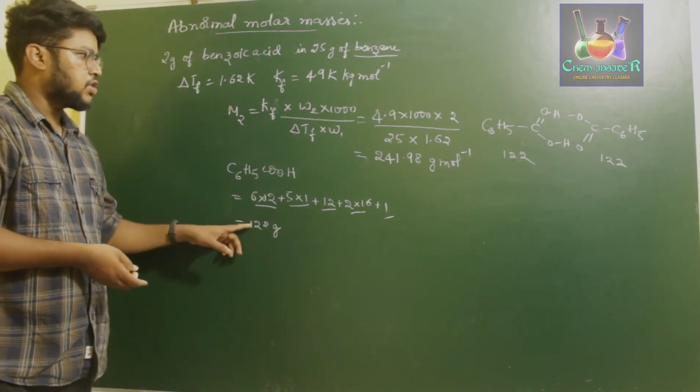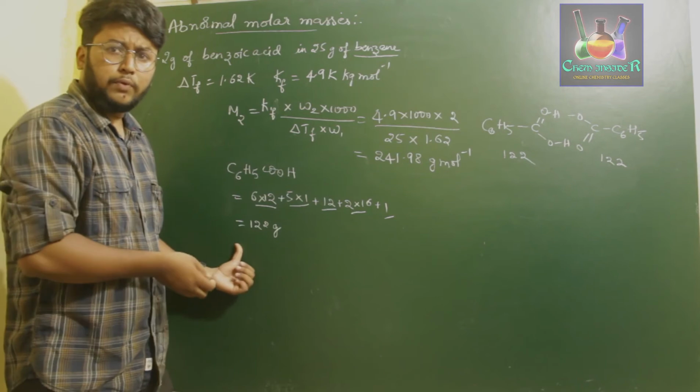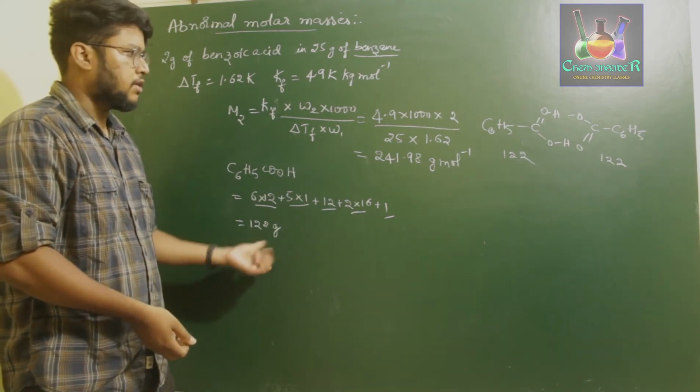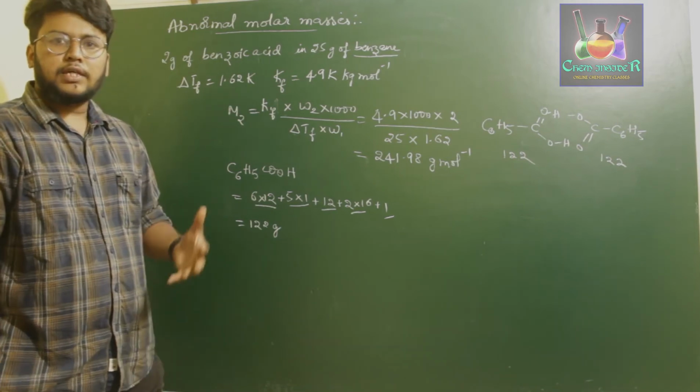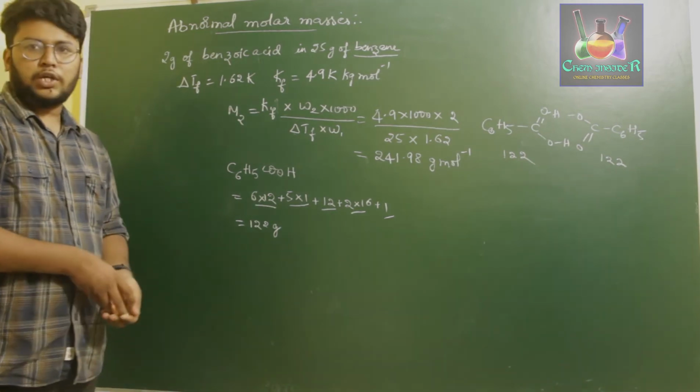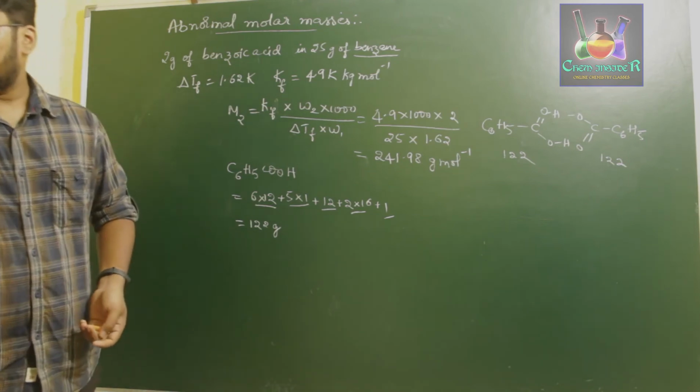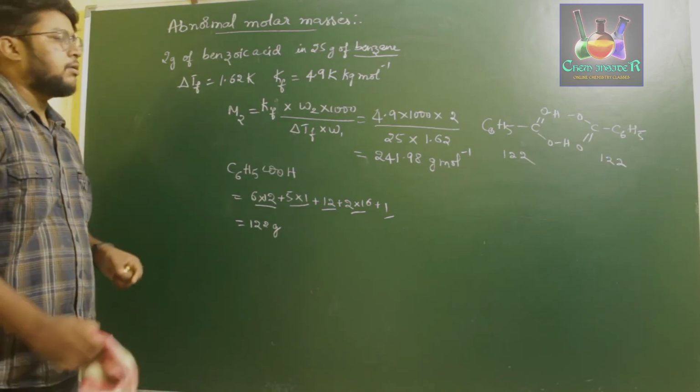So clearly in this case, we are supposed to get 122 grams as the molar mass of benzoic acid. What we are getting instead is 241.98 grams. So clearly there is an abnormality in the calculation. This type of factor is called abnormal molar mass.